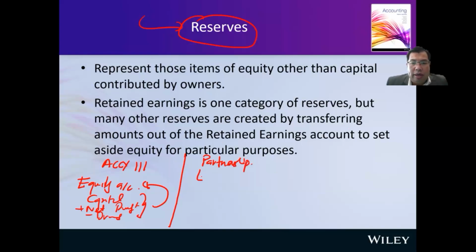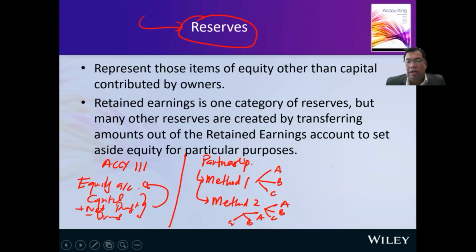For partnership, you have two methods. Am I right? Method 1, you have only a capital account for A, B, and C. Method 2, you have two types of accounts. Am I right? Capital accounts for A, B, and C, and another one for the profit of A, B, and C. This is for partnership. For company, sometimes they call it capital and current accounts. Depends. This is the fixed capital account format.